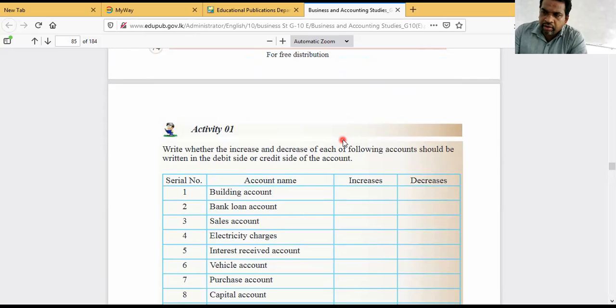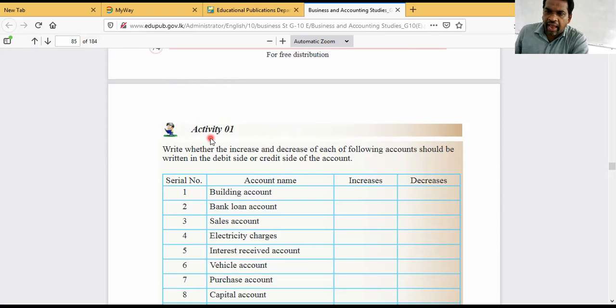Out of those 5, we have got the same principle for assets and expenses. When there is increase in asset and expenses, we have debit. When there is a decrease in asset or expenses, we have credit to the relevant expense or asset account. Then liabilities, capital, and income accounts have got the same principle. That is, when there is increase in liability, capital, or income, we have credit to that account. When there is decrease in liability, capital, or income, we have debit to the relevant income, liability, or equity account. That is what you have to keep in mind.